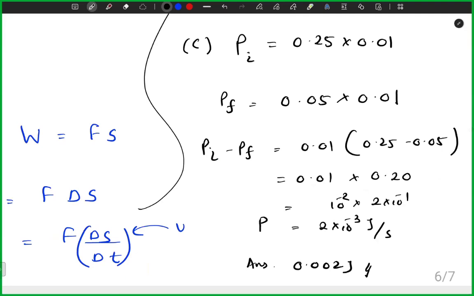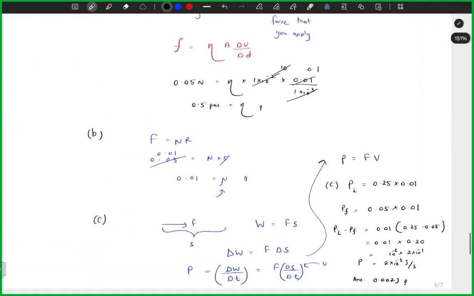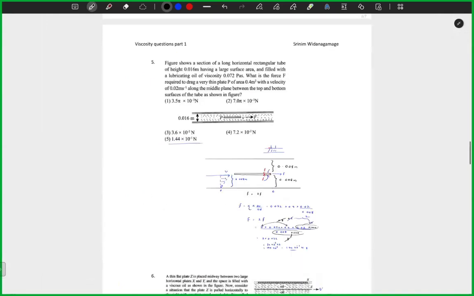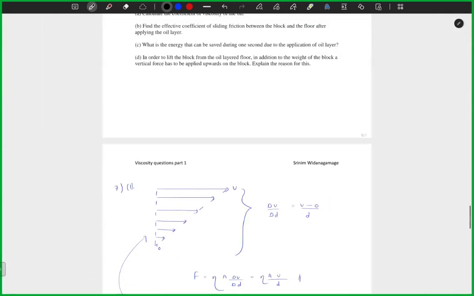Then, if you think about the last statement, you all can't do it because you have not done surface tension. In order to lift the block from the oil layered floor, in addition to the weight of the block, a vertical force has to be applied upwards on the block. Explain the reason for this. That's actually because of surface tension forces, which we'll be discussing. Okay, the questions come to an end. So that was like a paper discussion, no?